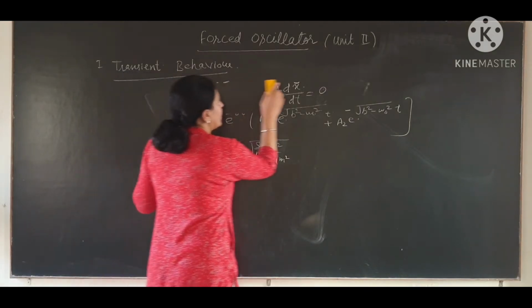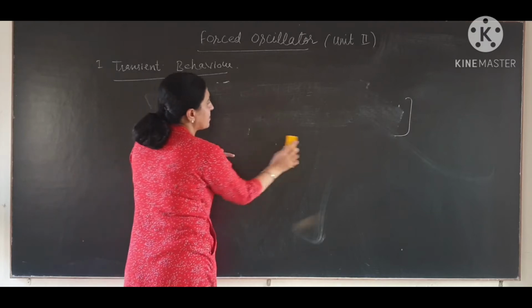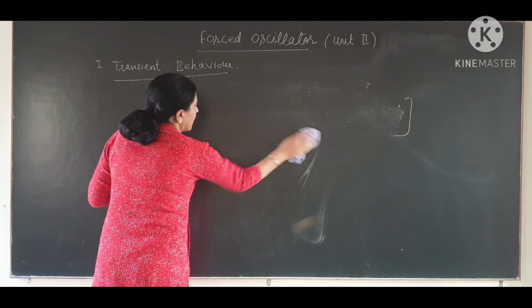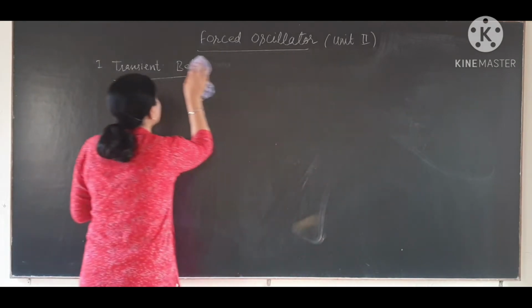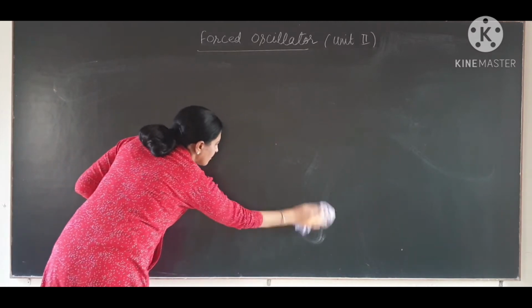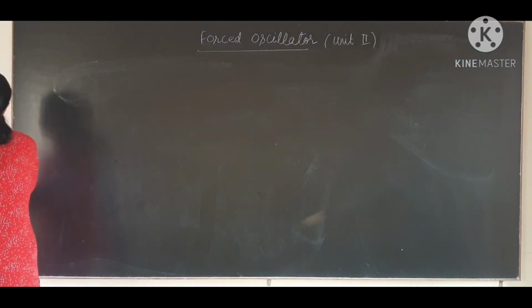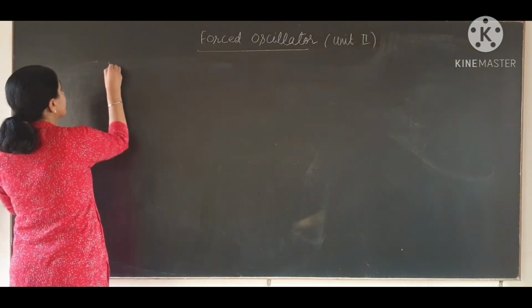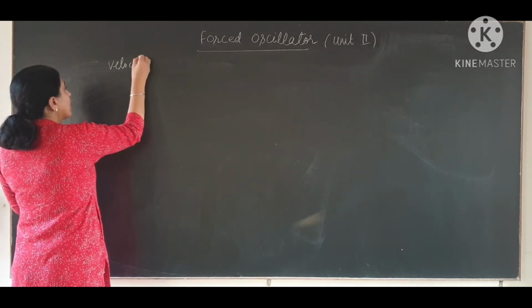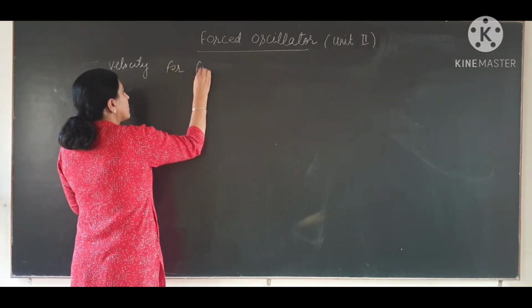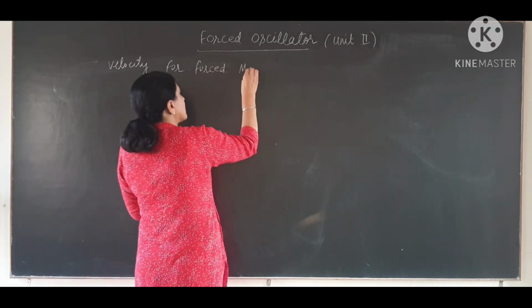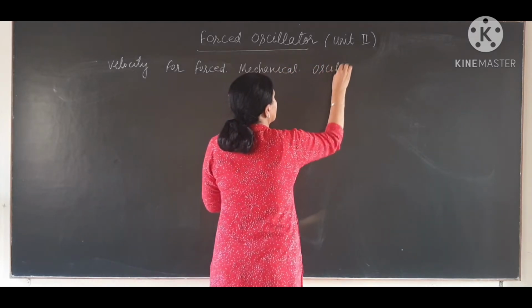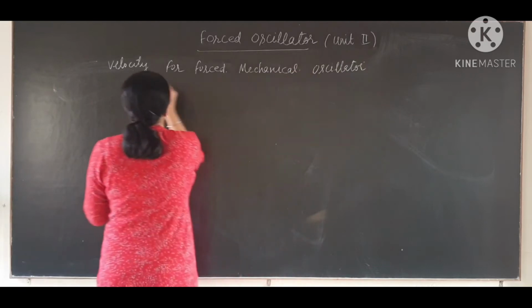Now we will do in this lecture what I missed in the previous lecture, that's why I explain it. Then our main topic is the velocity for a forced mechanical oscillator.